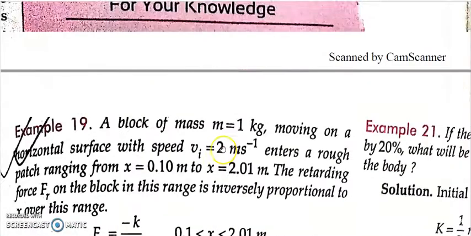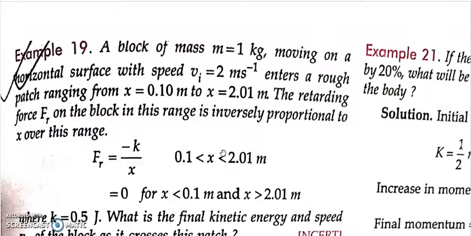Okay. So now there is a numerical, you can see this is the numerical. A block of mass m equal to 1 kg is moving on a horizontal surface with initial speed vi equal to 2 meter per second. It enters a rough patch ranging from x equal to 0.10 meter to x equal to 2.01 meter.